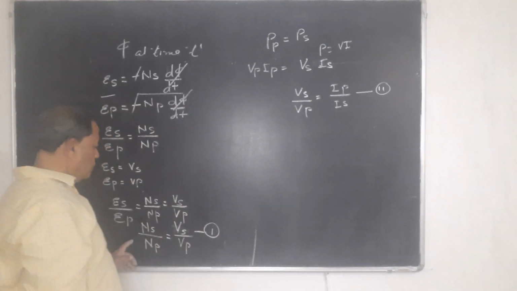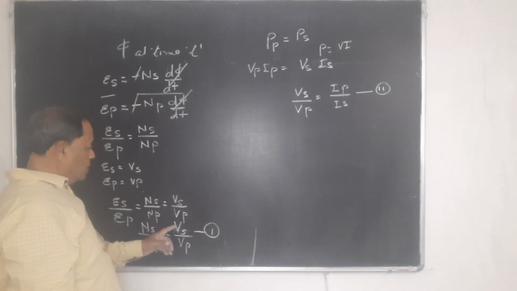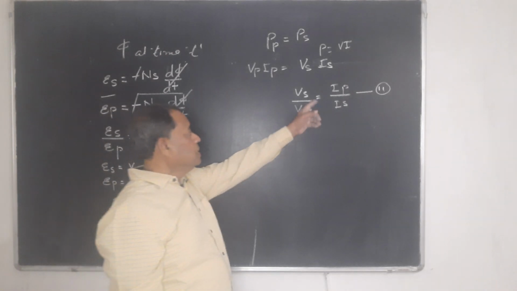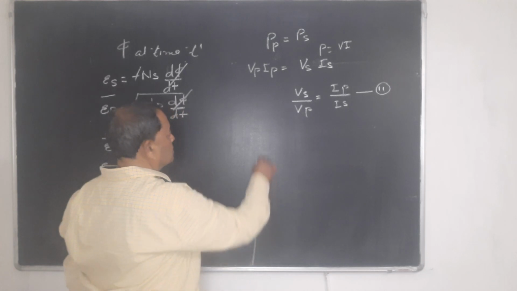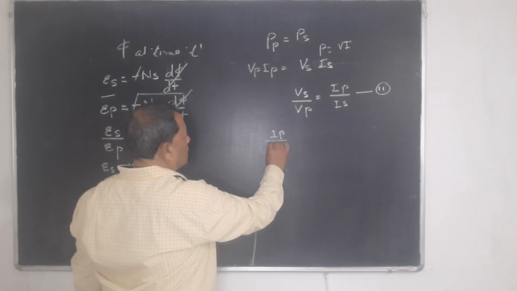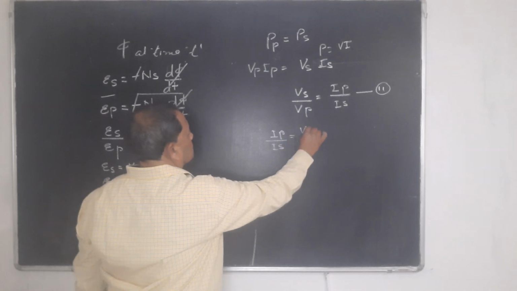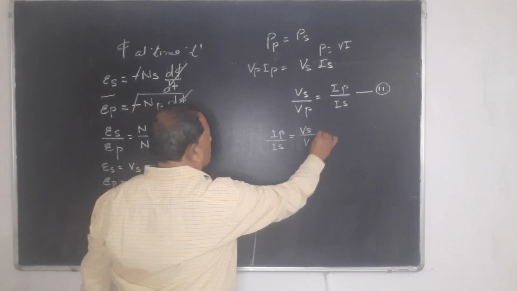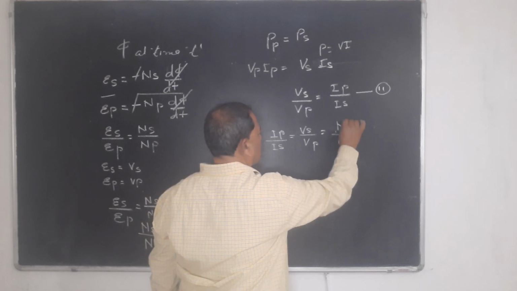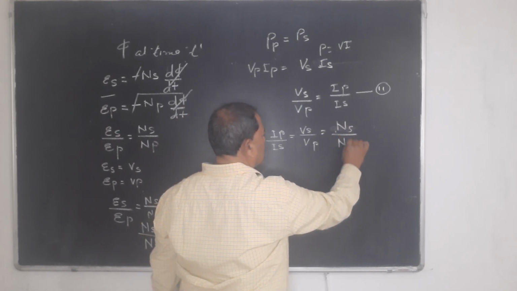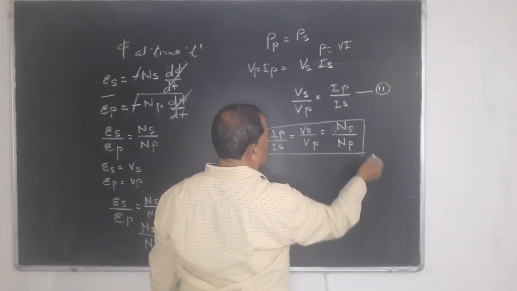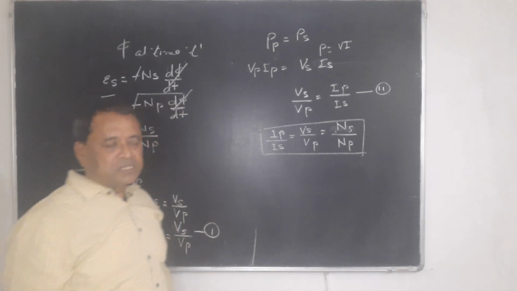So from 1 and 2, Vs upon Vp is equal to Ns upon Np. Vs upon Vp is equal to Ip upon Is. So we can write Ip upon Is is equal to Vs upon Vp is equal to Ns upon Np. This is the equations of the transformer.